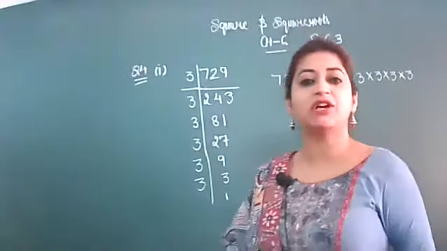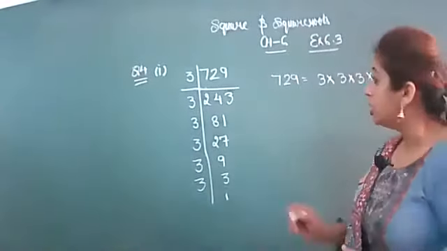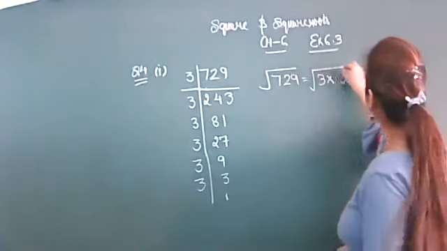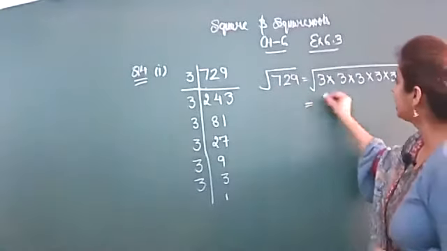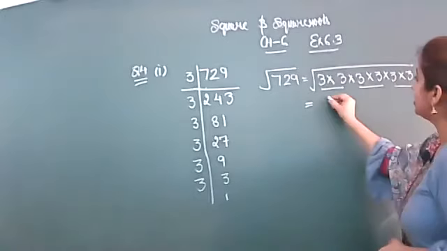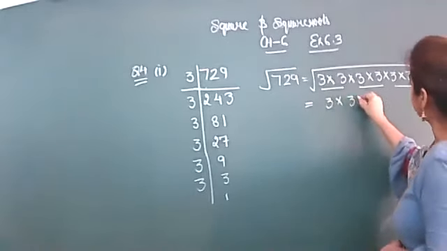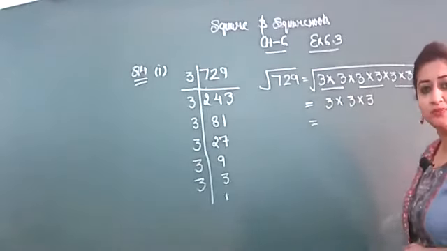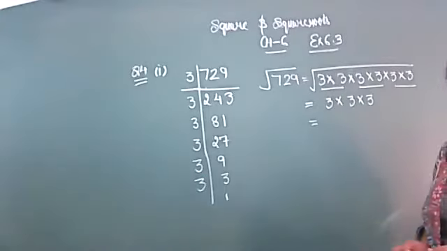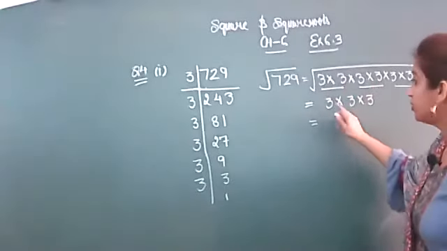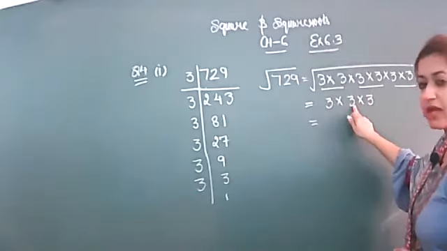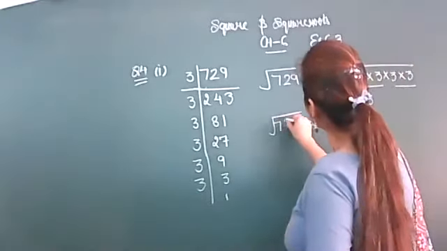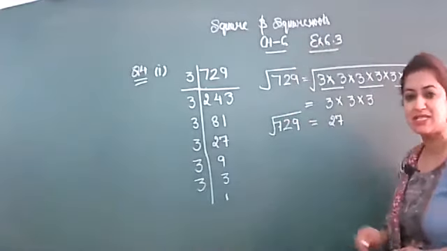Now what is the method for finding the square root, beta? You will put the square root. This is the symbol of square root. You will put square root on both the sides, and from each pair you will take one number out. Is this clear? Any doubt? So from each pair we have taken one number out. 3 3s are 9, 9 3s are 27. So that means the square root of 729 is 27.